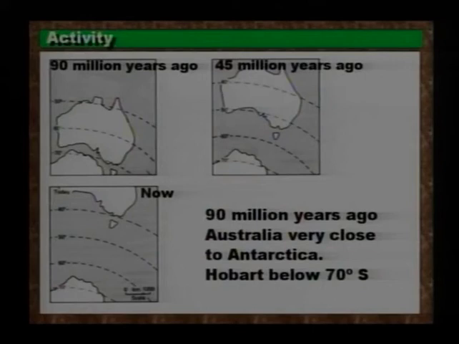90 million years ago, Australia was very close to Antarctica. If you look at the location of Hobart, which is that island just to the south of Australia, note that it is about 70 degrees to the south. Had you given a description, a detailed description, you might have included that information.